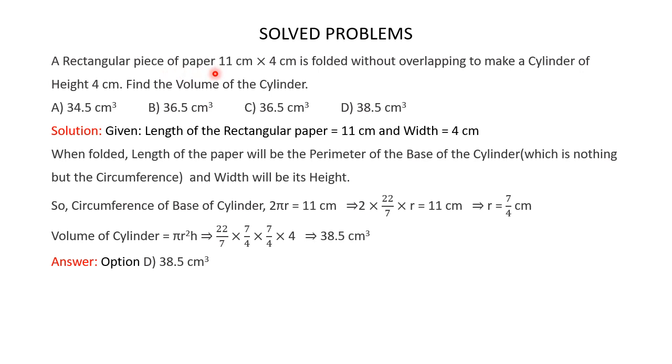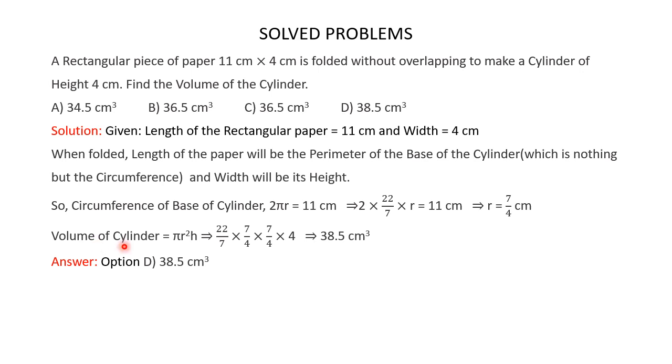A rectangular piece of paper 11 centimeters by 4 centimeters is folded without overlapping to make a cylinder of height 4 centimeters. Find the volume of the cylinder. Here you are given 4 options and you have to find out which of these options is the correct one. So here you are asked to find the volume of the cylinder.